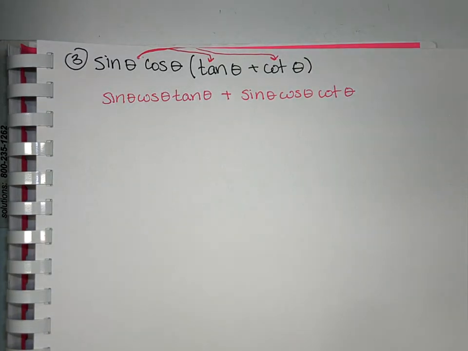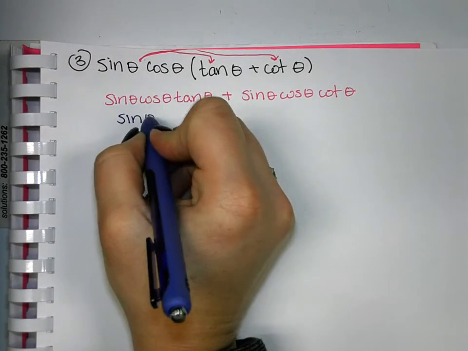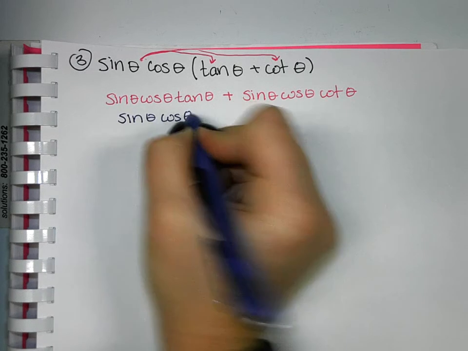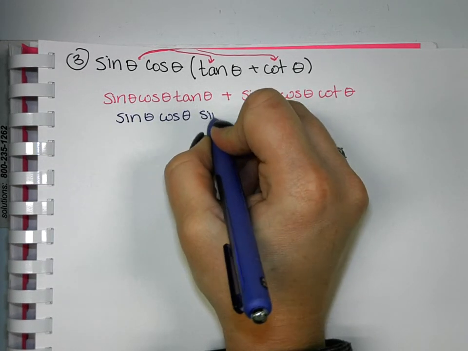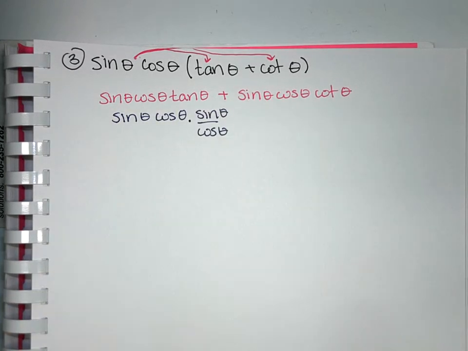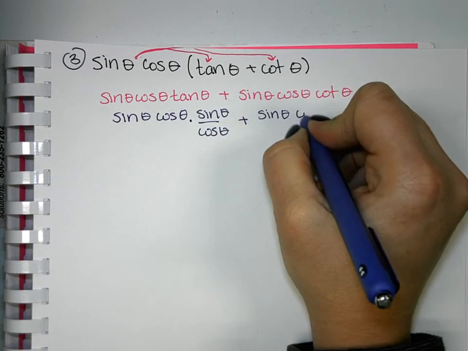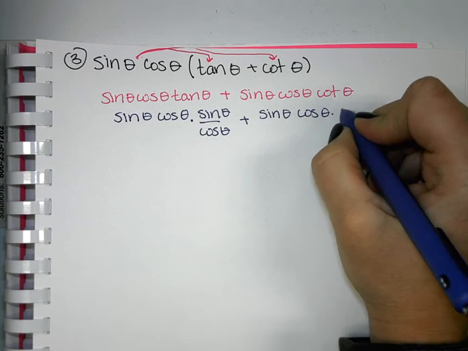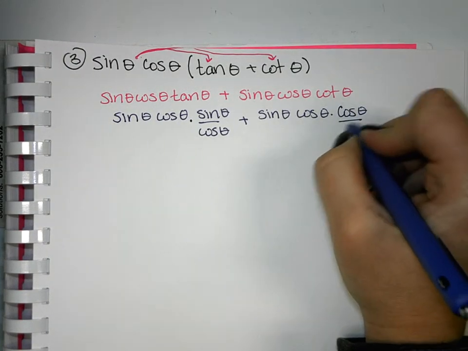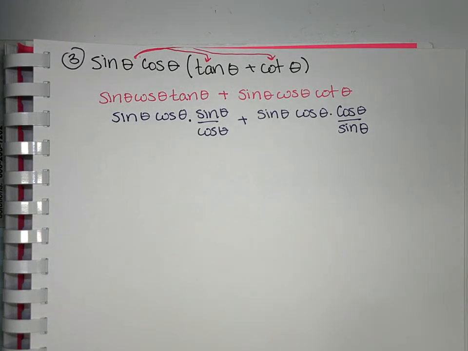From here, I'm going to go ahead and turn my tangent and cotangent into sine and cosine. So I'm still going to have sine theta cosine theta, and this is going to become sine theta over cosine theta. And all of this is being multiplied. Plus, and then we have sine theta cosine theta, and cotangent will be cosine theta over sine theta. So we distributed and then changed everything to sine and cosine.